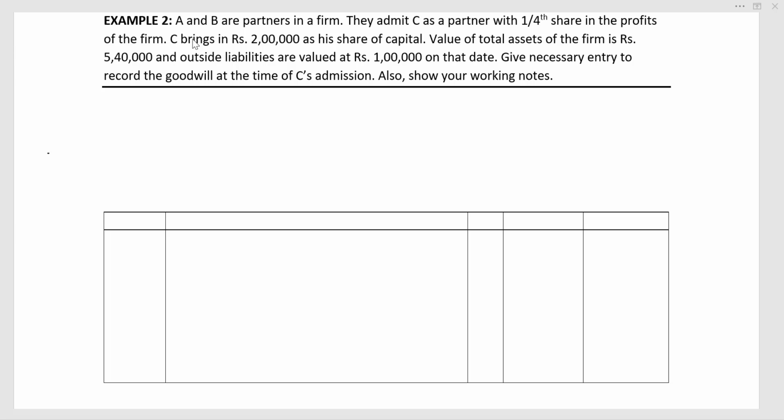Example 2. A and B are partners in a firm. They admit C as a partner with 1/4 share in the profits of the firm. C brings in rupees 2 lakh as his share of capital. Value of total assets of the firm is rupees 5,40,000 and outside liabilities are valued at rupees 1 lakh on that date. Give necessary entry to record the goodwill of the firm at the time of C's admission. Also show your working notes.